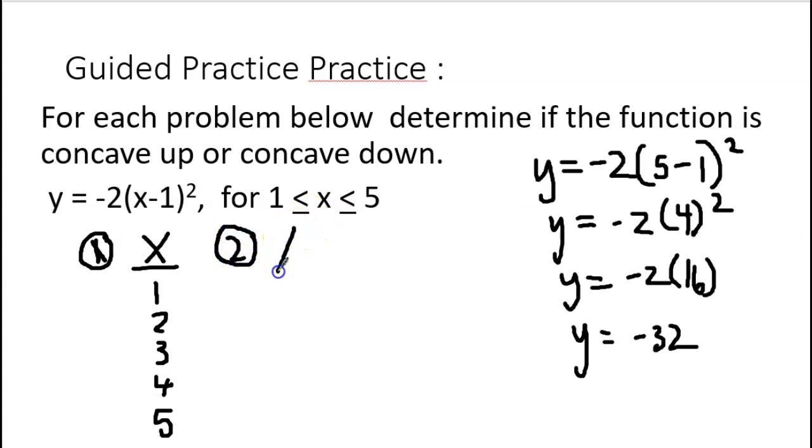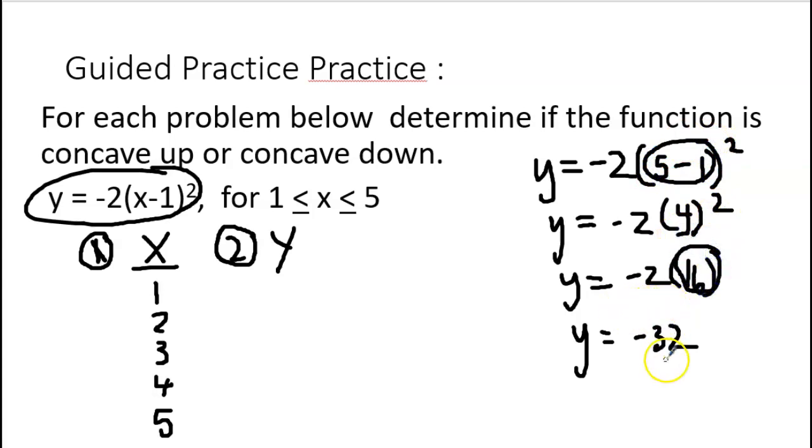So your second step is to find the y values by plugging each one of these x values into this equation that we have here. Now I'm going to start by plugging in the bottom one first. I'm going to plug in 5. Now you do the parentheses first and you get 4, then you square it to get 16, and then you multiply to get 32. So we're going to put -32 right here, and you're going to keep that process up for the rest of them.